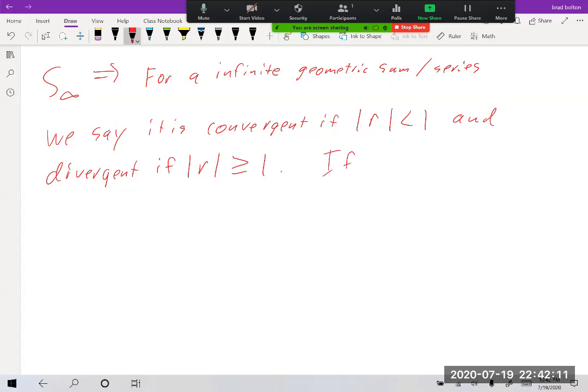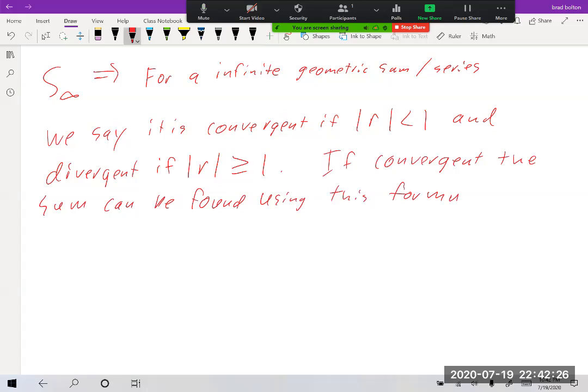So if convergent, the sum can be found using this formula. S infinity equals, and I don't use that in my calculus class, but in your book they call it S sub infinity, equals a sub 1 over 1 minus r.